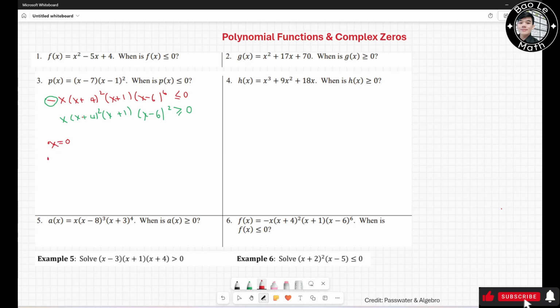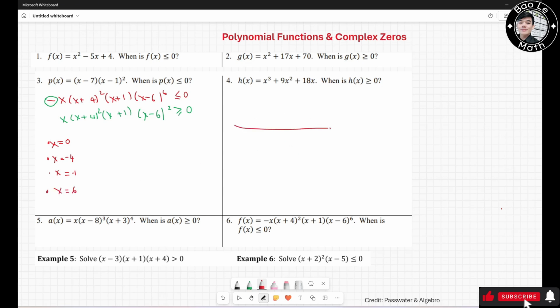Now the second zero is going to be s plus 4 equal to 0, so s equal to negative 4. On the AB exam, you must show your work, okay? The third one, we have s plus 1 equal to 0, so we have s equal to negative 1. And the last one, we have s minus 6 equal to 0, so s equal to 6, right?